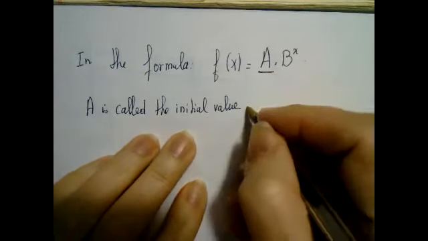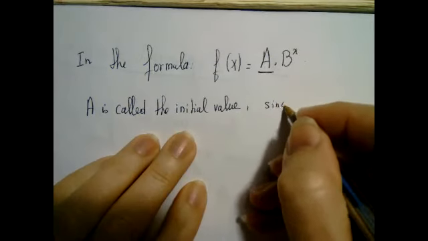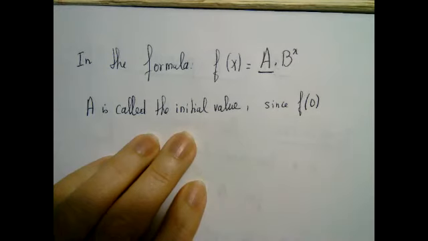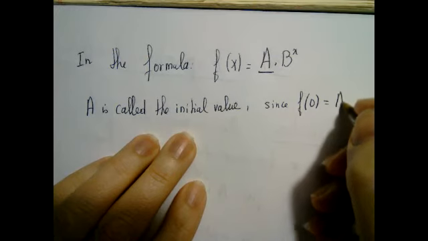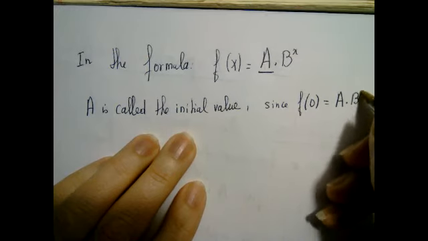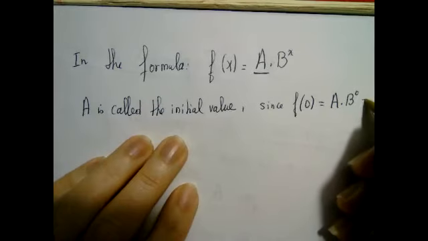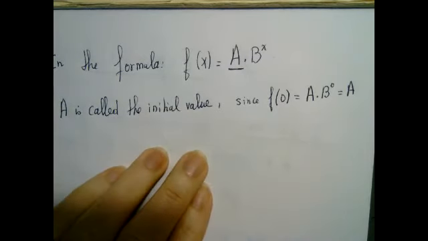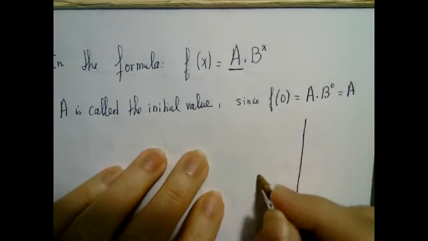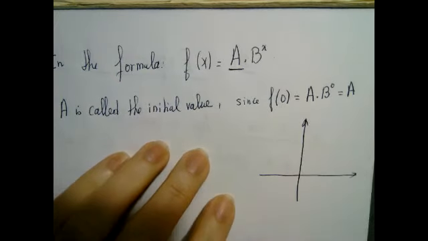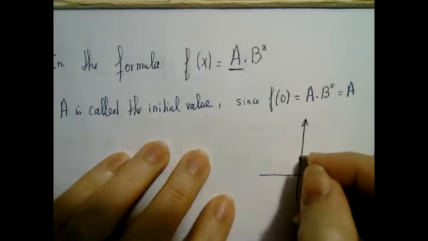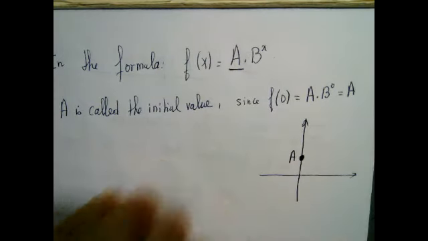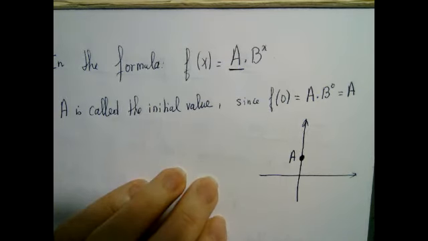Yeah, because if I evaluate f at x equal to 0, watch what we get. We get a times b to the 0, which is equal to a. And that's important. So a is called the initial value because of that. It means when I start to graph this function, we will graph it very soon, right here, this is the a in the picture. That's why we give it the name of initial value.